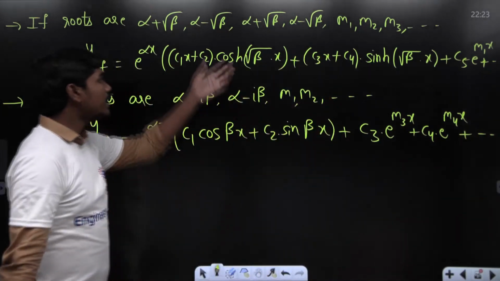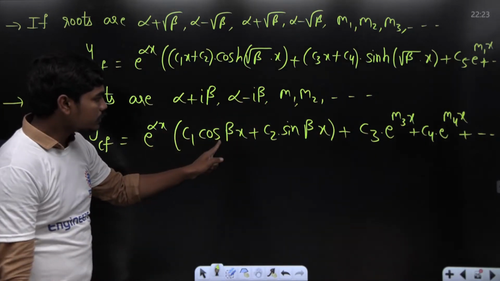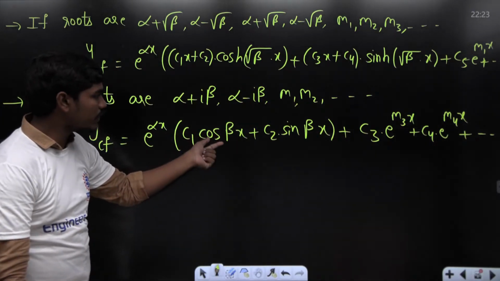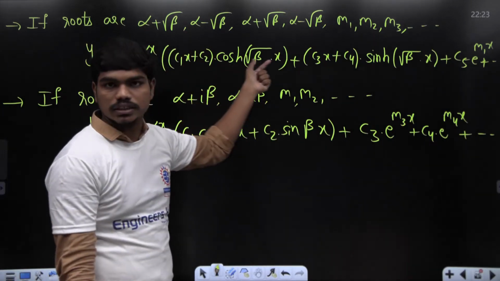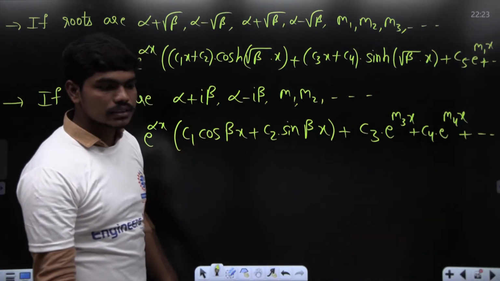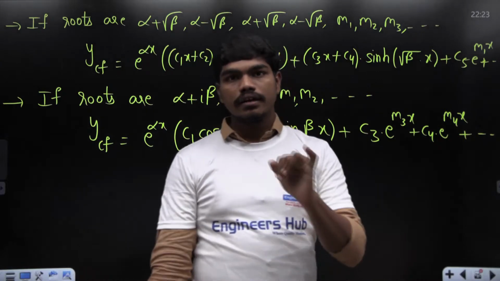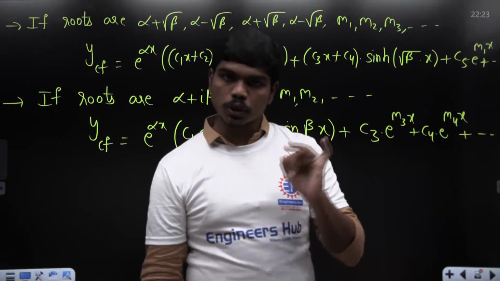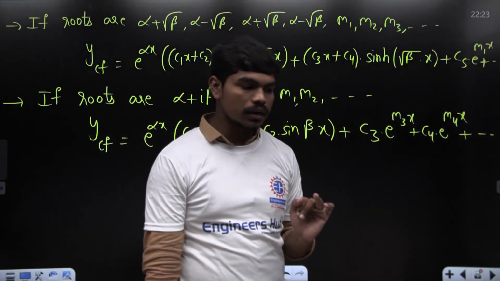So the main difference between this irrational root case and this imaginary root case is that here these are normal trigonometric functions, c1 cos beta x and c2 sin beta x, but there we are going for hyperbolic functions. And of course there is a square root of beta there, and here there is only beta, you can see. Did you understand the main difference between how to write complementary functions whenever you have real but irrational roots and also imaginary roots? Did you understand these two things clearly?